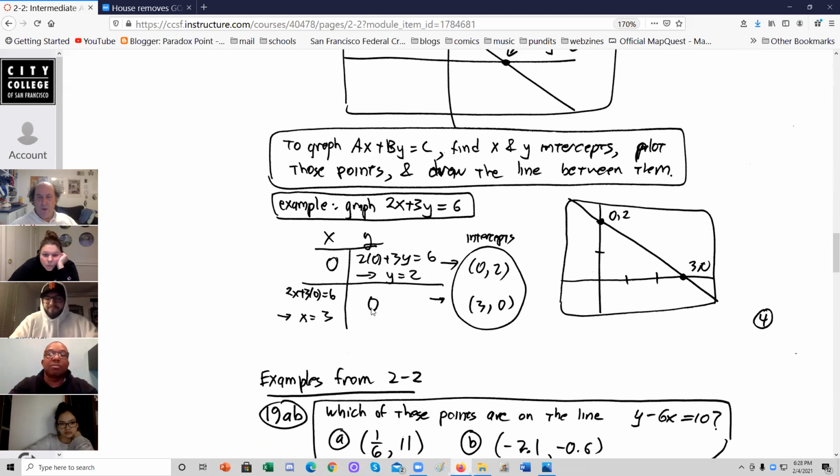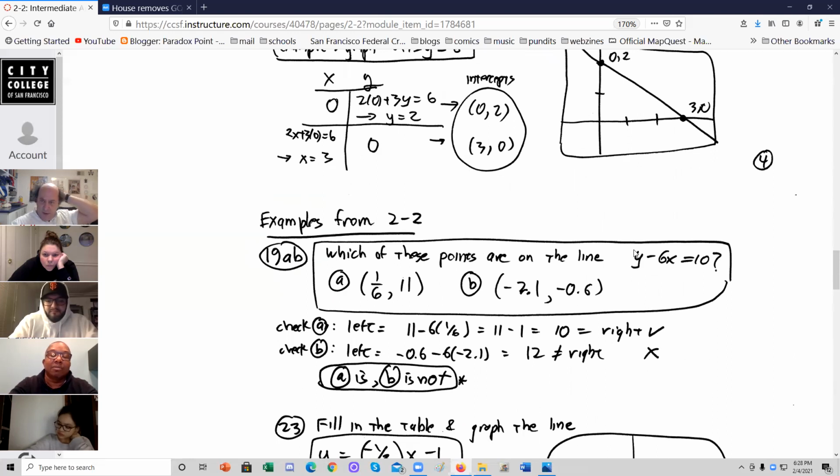We set y equals 0, you get 2x plus 3 times 0 equals 6, so 2x equals 6, so x equals 3. So the other intercept is (3, 0). The x-intercept graphed here. (0, 2), (3, 0), plot them, draw the line between them. There's your graph.